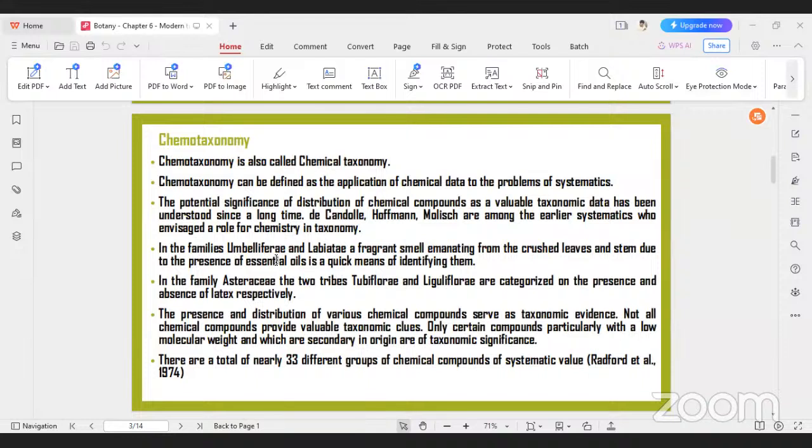So, in recent trends in taxonomy, today's topic is chemotaxonomy. First of all, what is chemo? Chemo means chemical. Chemical taxonomy. So, in chemical taxonomy, just wait.